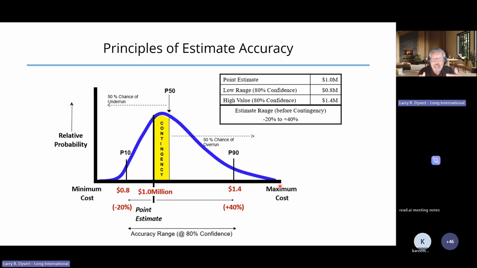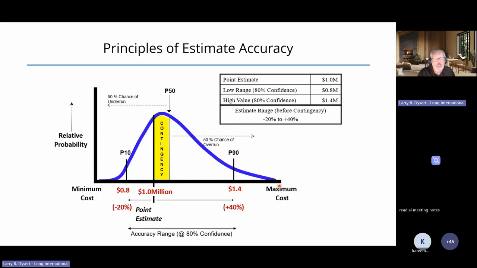We generate that curve through risk analysis. And although we'll talk a little bit about risk analysis later in this presentation, that's not the focus of this presentation. But when we use quantitative risk analysis, or QRA, that typically can generate a cost probability distribution, the blue curve associated with our estimate. Once we have that blue curve, then we can start talking and communicating intelligently about the accuracy of our estimate.